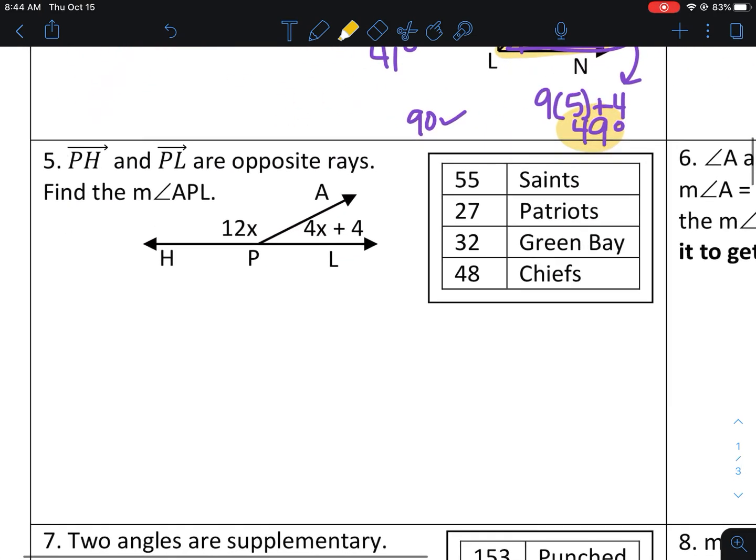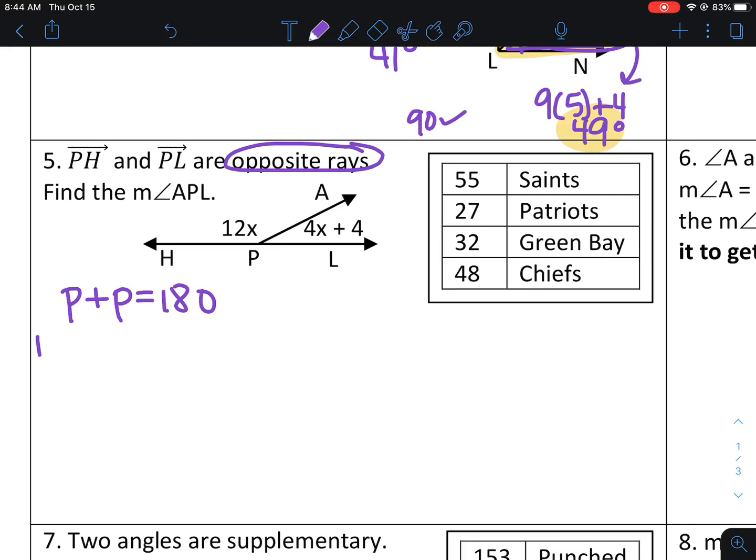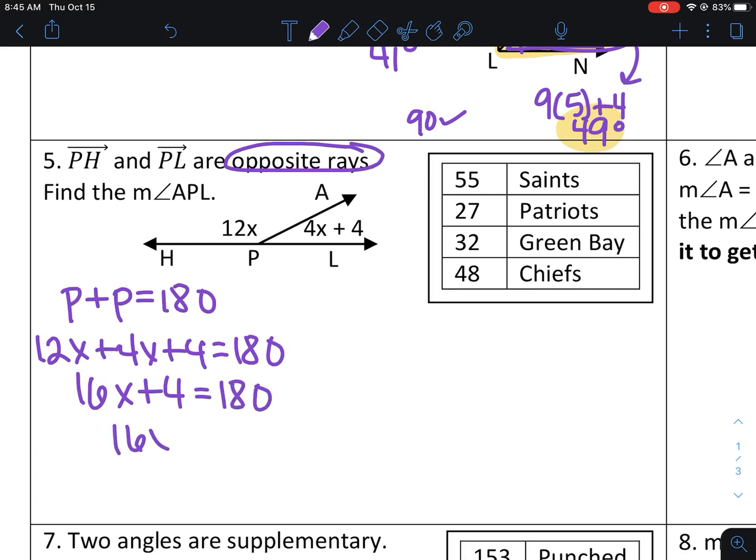Number 5, PH and PL are opposite rays, which means this is going to be a part plus part equals 180 problem. So let's go ahead and set it up. 12x plus 4x plus 4 equals 180. And then solve for x. You can use NSolve, or you can solve it by hand like this. All right, so I get x equals 11.